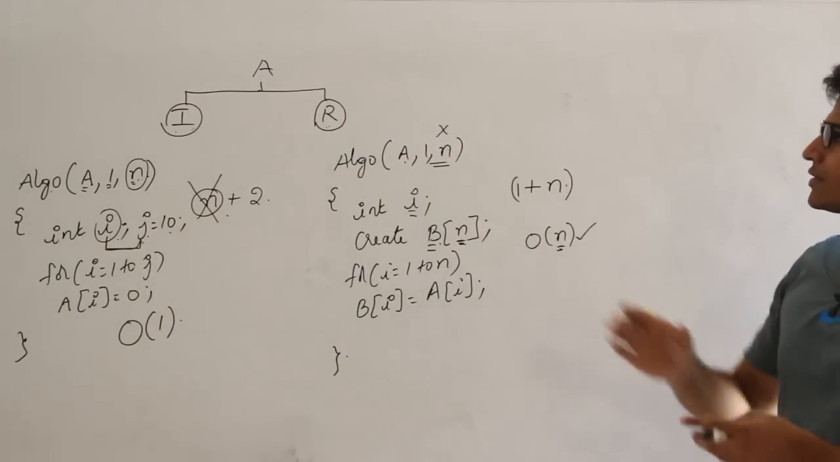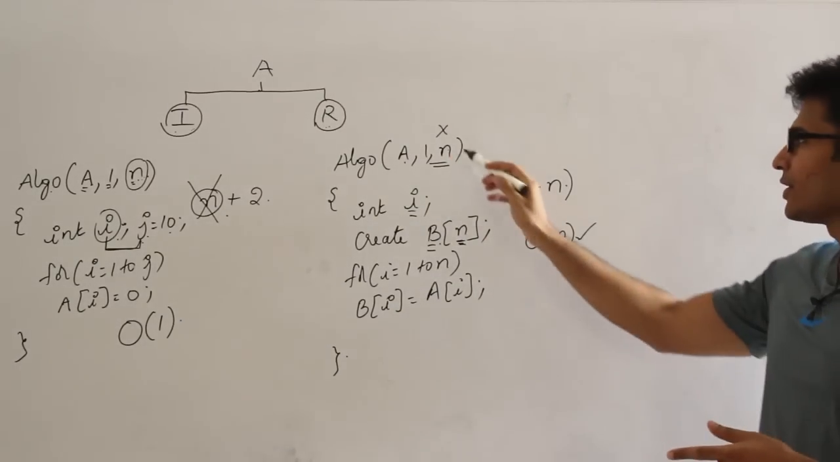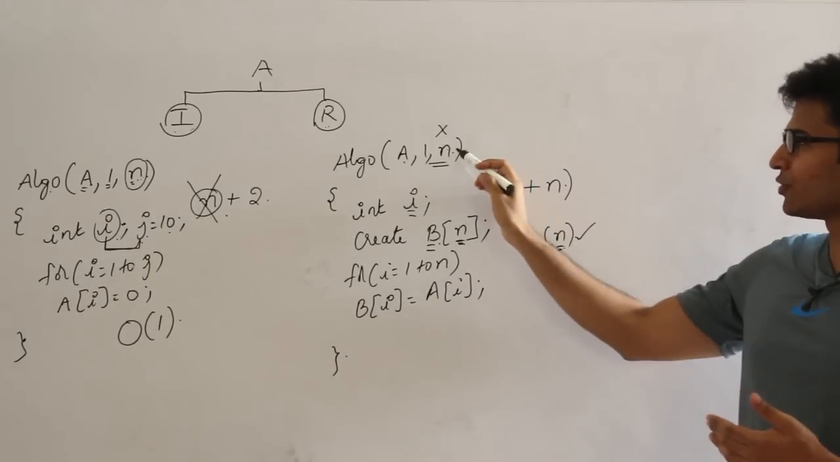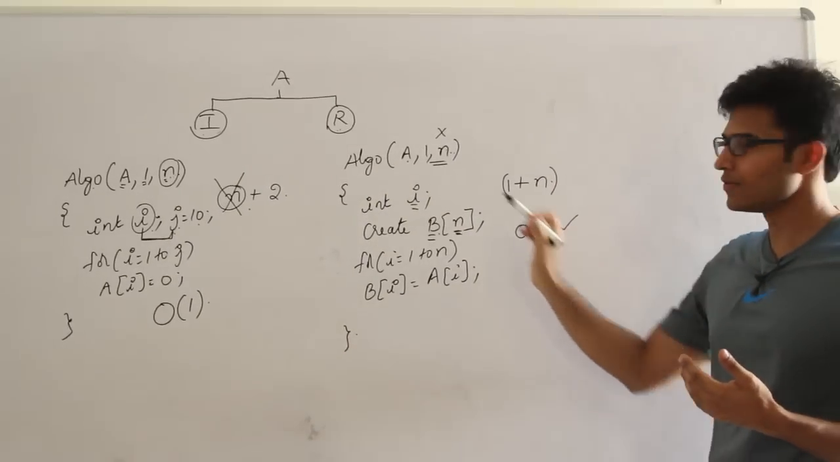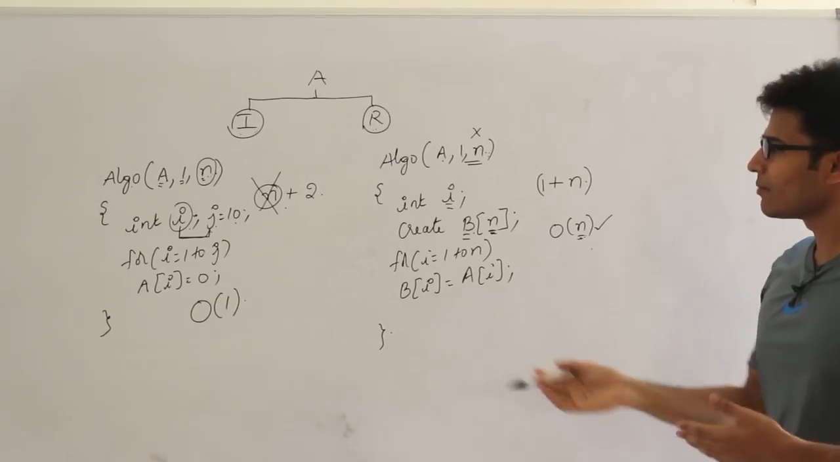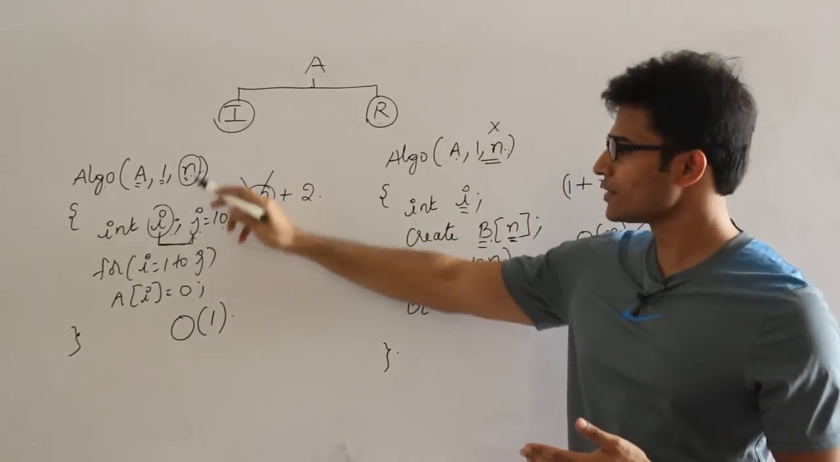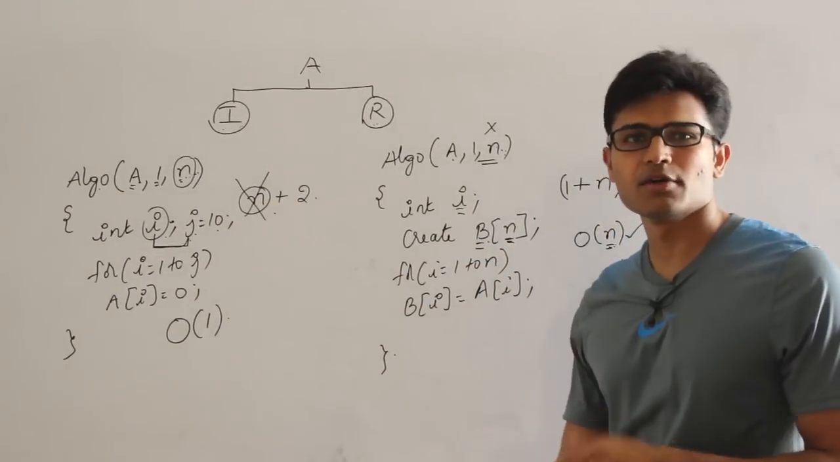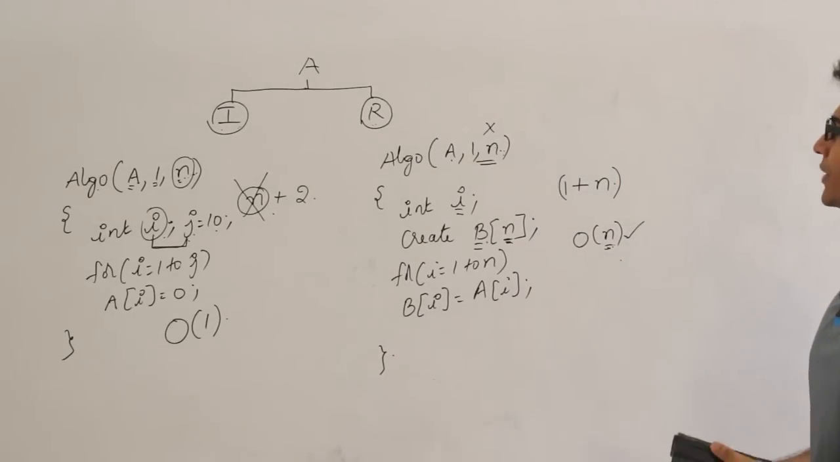If the input is 100, then I need 100 extra cells. If the input is 200, I need 200 extra cells. If the input is 300, I need 300. But in the previous example, whatever the input size, the amount of extra space is going to be constant. Let's see one more example.